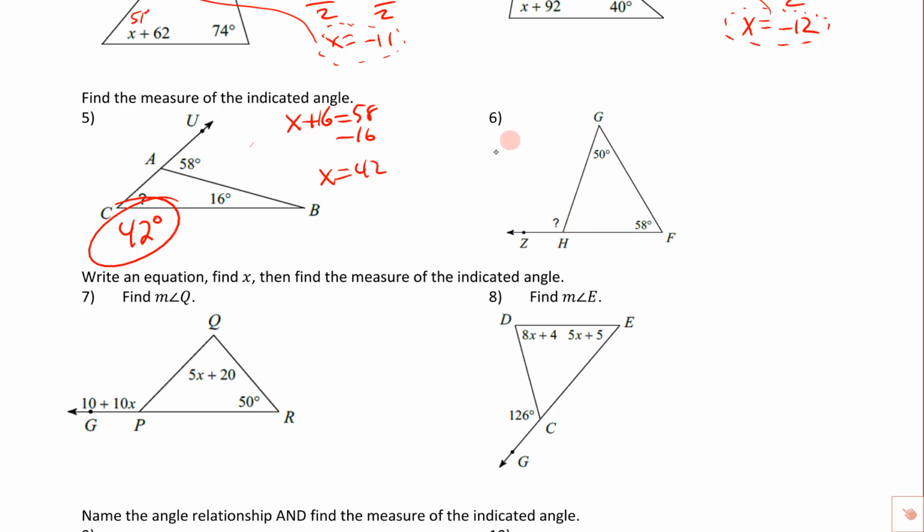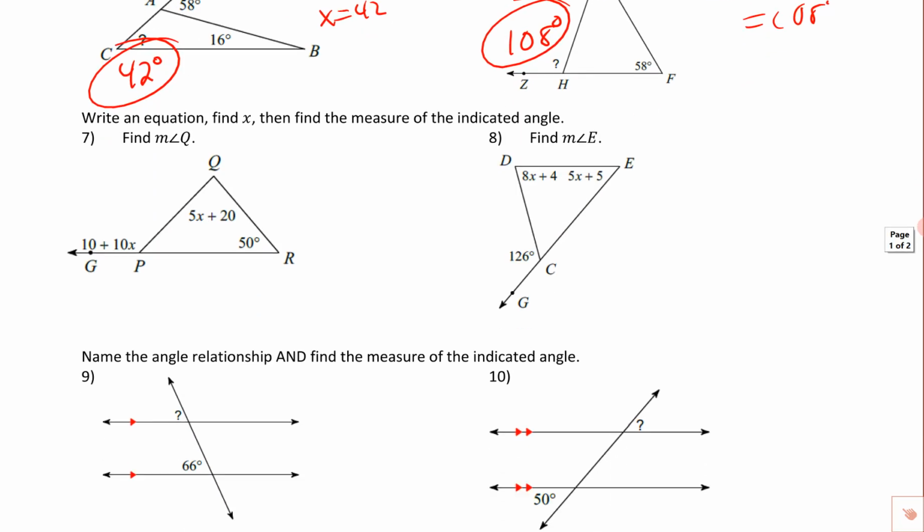This one, sometimes these are the hardest. This is a weird one. We just want to know what this angle right here equals, and remember, you're going to add the two inside to equal the one outside. So 50 plus 58 equals 108. So this angle right here is 108 degrees. It's that easy. We add the two angles inside, and it equals the one outside.